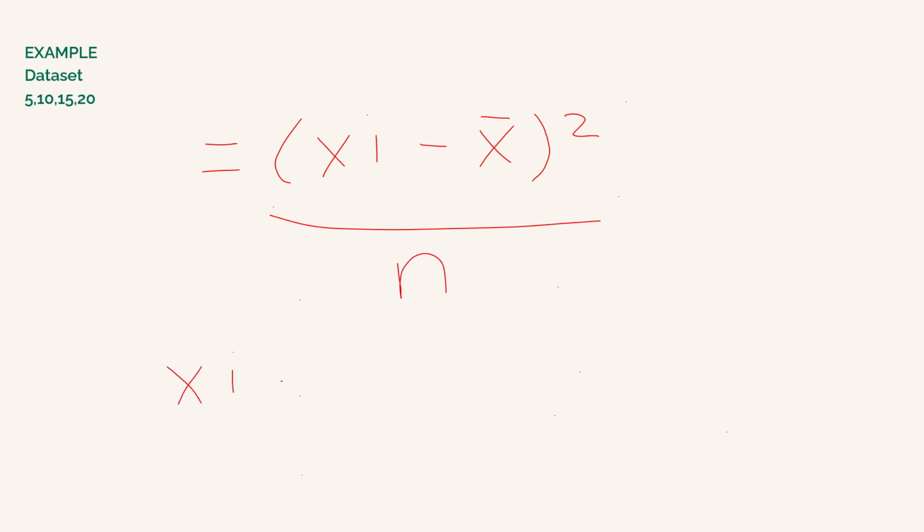The variance formula is the sum of xi minus x bar, squared, upon n. So xi means these values we have taken, and x bar means the mean. We take the differences, square them, and then next we are going to sum all these values.